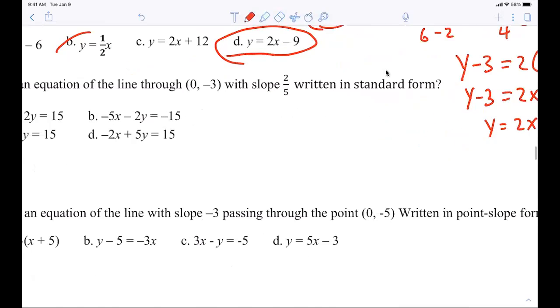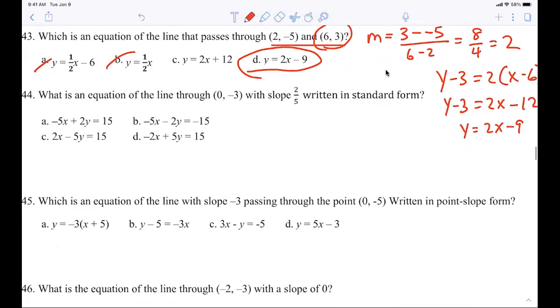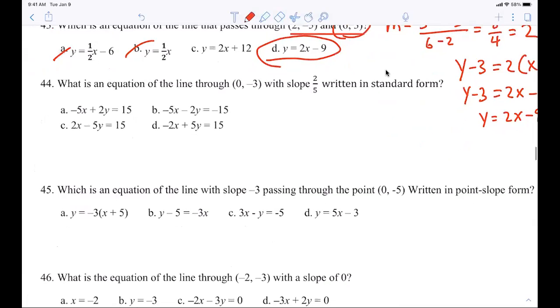All right, here we go. Now, right off the bat, the only possible answer for 44 is what? If you just know standard form, what's the only possible answer? C. C is the only possible answer because it can't be negative.